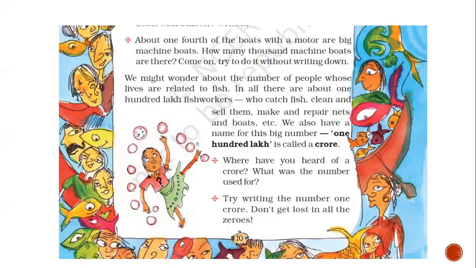Going ahead, about 1/4 of the boats with a motor are big machine boats. How many thousand machine boats are there? Come on, try to do it without writing down. So the boats with a motor are 1 lakh, and big machine boats are 1/4 of the boats with a motor. So we'll divide 1 lakh by 4, which will be 25,000.